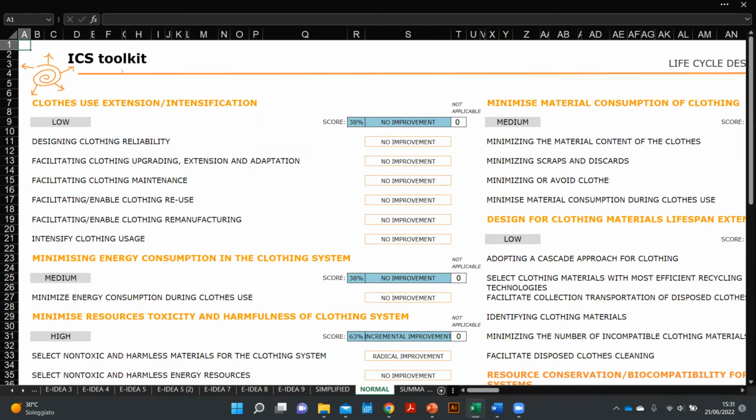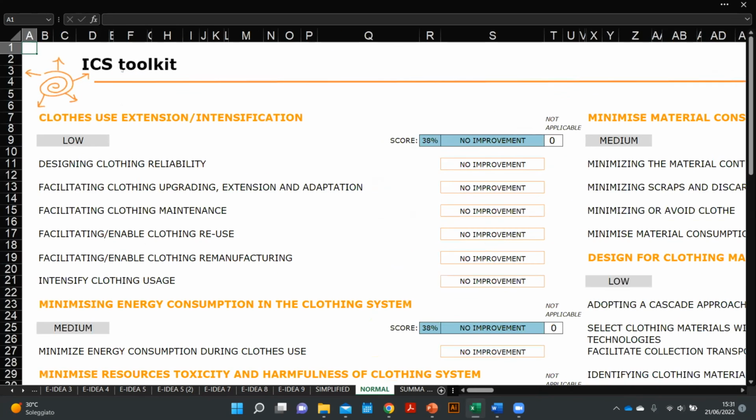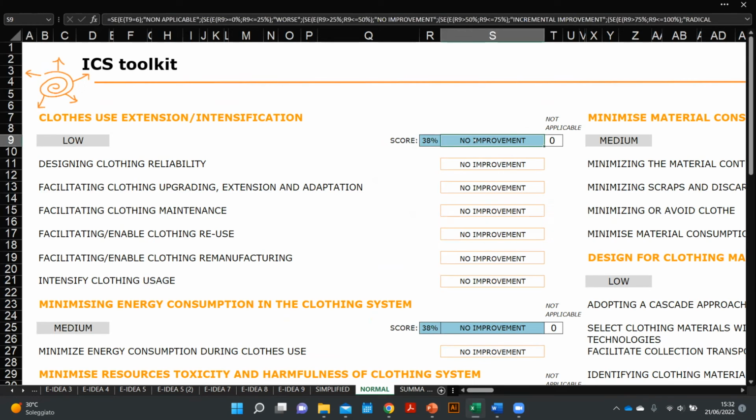Where? Let's take this as an example. The other ones are very similar, so no need to go all over the tool. What is the difference here? I don't know if you saw before, but before we just have this button here with a drop-down menu, and you're just evaluating the strategy, so the cloth use extension and intensification. In this case, it's a bit different.